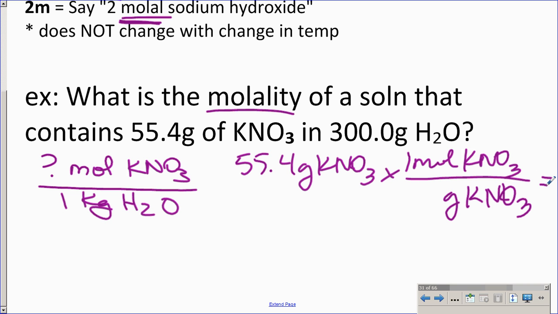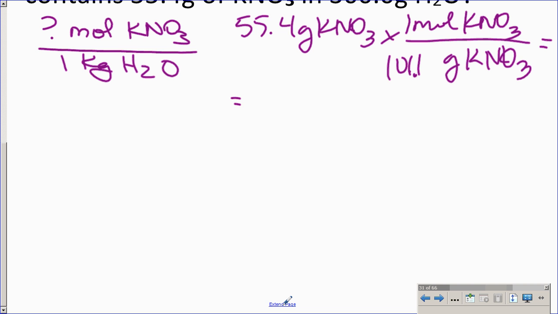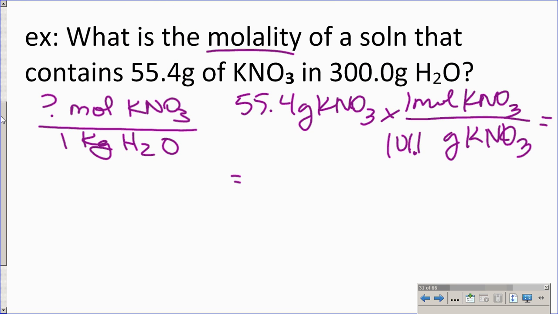So what's the molar mass of potassium nitrate? What is it? 101.1 grams of potassium nitrate. Okay, so then how many grams is this? Should be about half a mole. Half a mole. I can't remember what I just said. What is it? Is it 55.4 what? 548. 0.548 moles of KNO3.